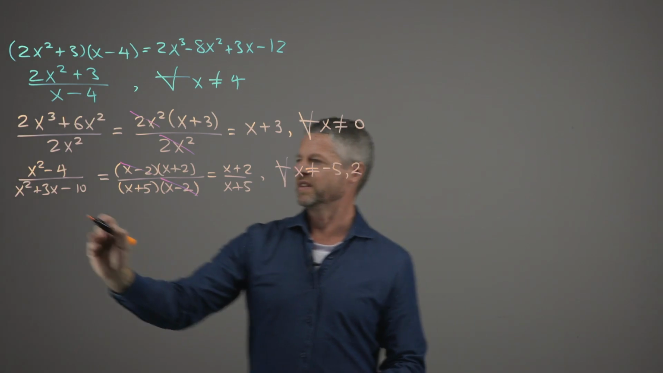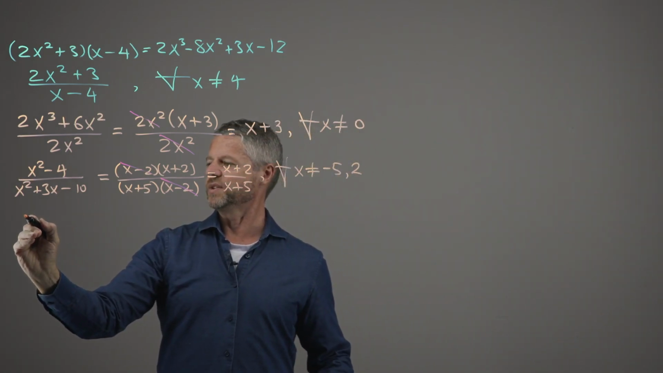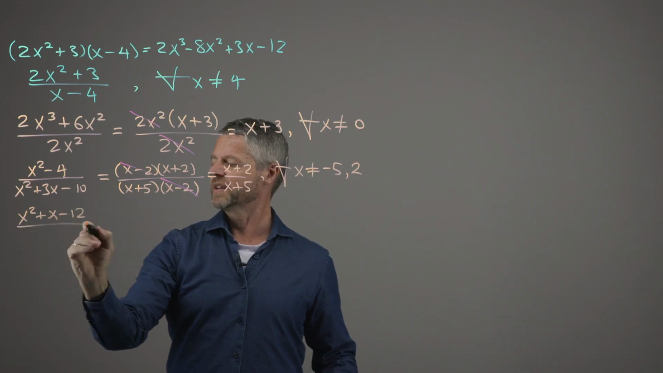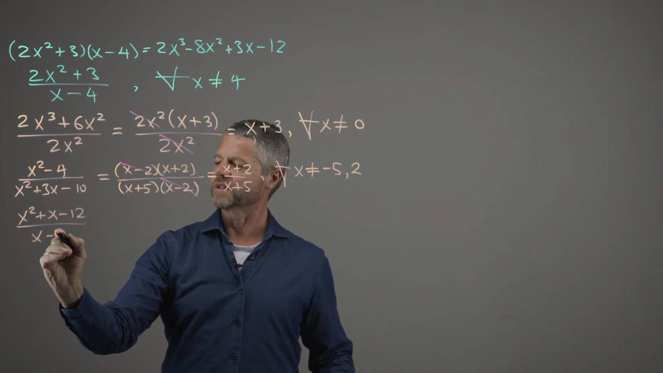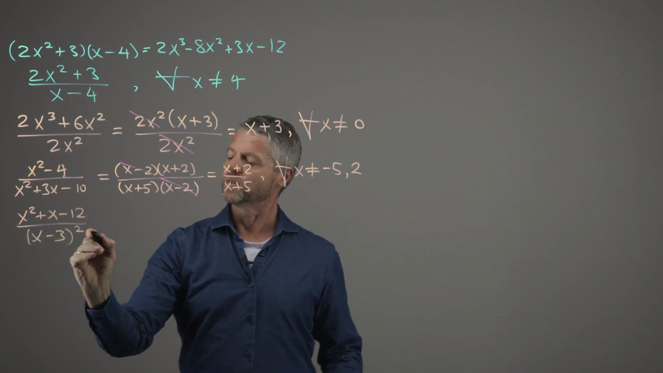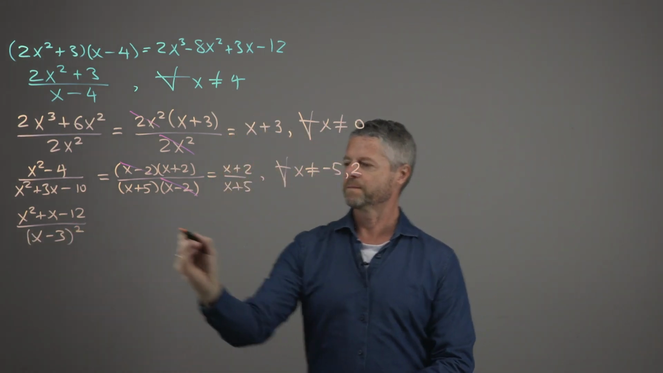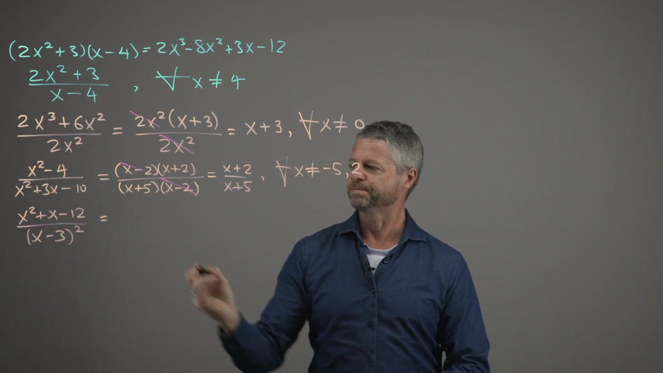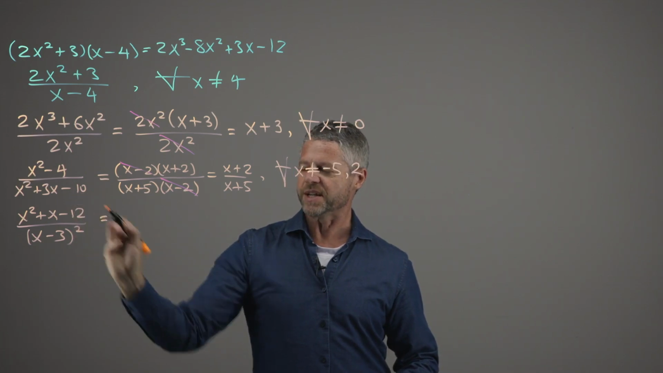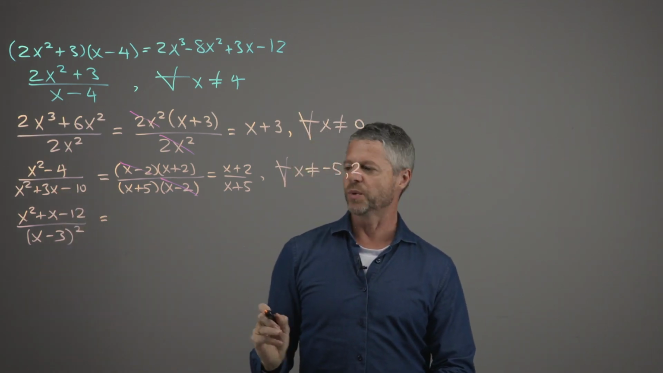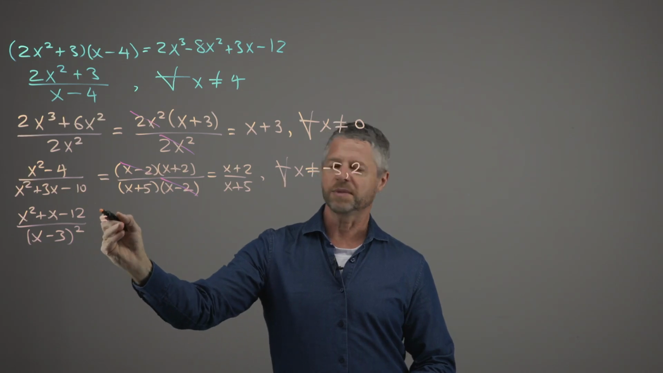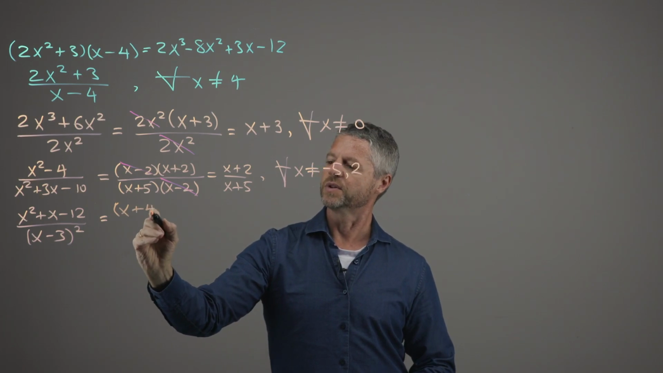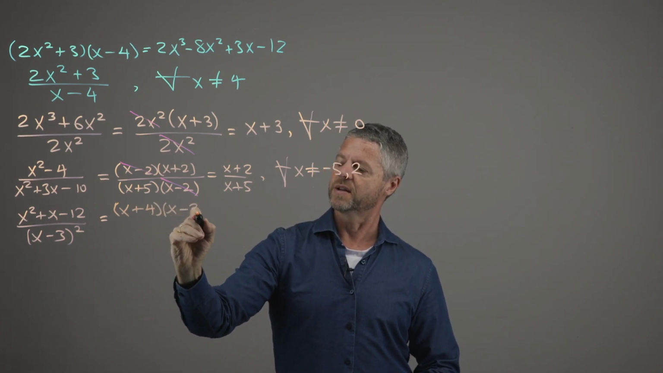Let's do another example. Let's do x squared plus x minus 12 over x minus 3 all squared. See if I can factor the numerator here. Two numbers that multiply to give me minus 12 and add to give me plus 1. So plus 4 and minus 3 would work. Plus 4, minus 3.